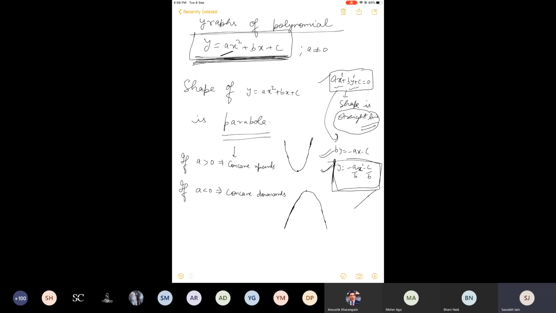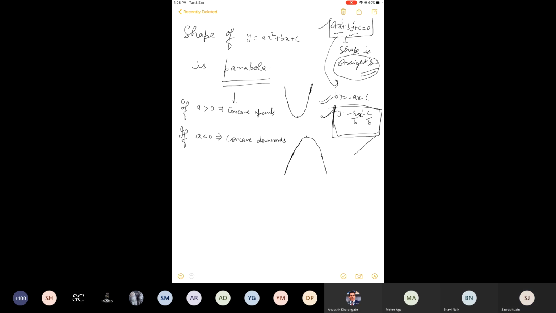Okay. I am telling you the various methods and techniques, or simply the points which you should remember. Then only you will be able to draw the graph of such type of equations. So this is the basic idea about how the shape looks like. What is the meaning of the shape parabola, and what is the meaning of concave upward and concave downward.